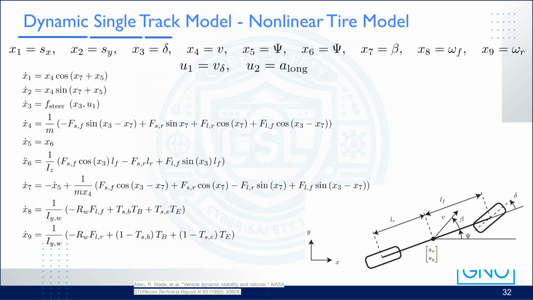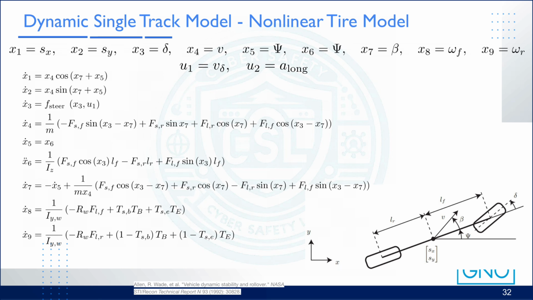The new state, x7, called beta, is the side slip angle. It represents the difference between the vehicle's heading direction and its actual motion direction. In other words, how much the car is sliding sideways. Finally, x8 and x9 represent the rotational speeds of the front and rear wheels. They're needed to model braking torque, engine torque, and traction. Among these states, the most important are x6 and x7, the yaw rate and the side slip angle.